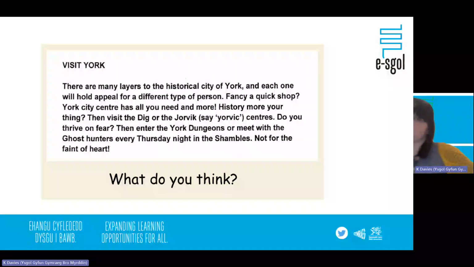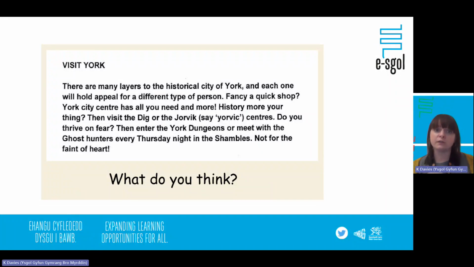Okay, so what we've got then is just an example here of how to open a tourist type leaflet, and this is based on York. So there are many layers to the historical city of York, and each one will hold appeal for a different type of person. Fancy a quick shop? York city centre has all you need and more. History more your thing? Then visit the Dig or the Jorvik centres. Do you thrive on fear? Then enter the York dungeons or meet with the ghost hunters every Thursday night in the Shambles. Not for the faint of heart.